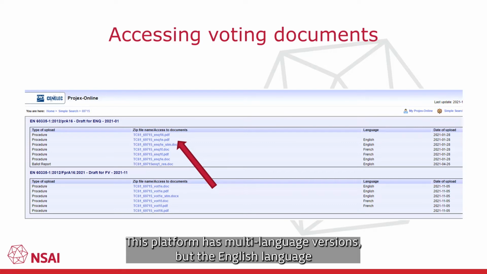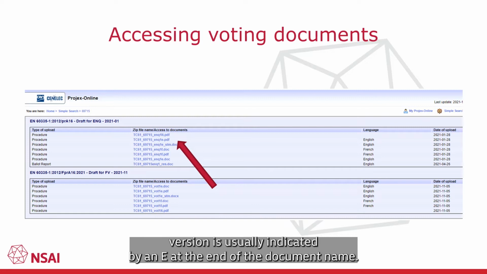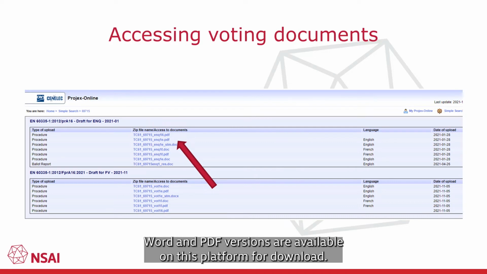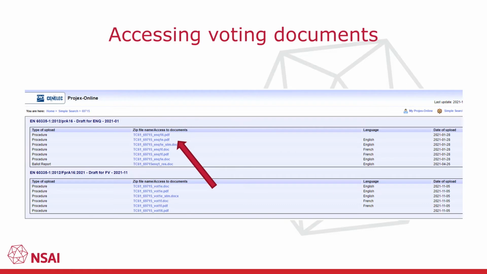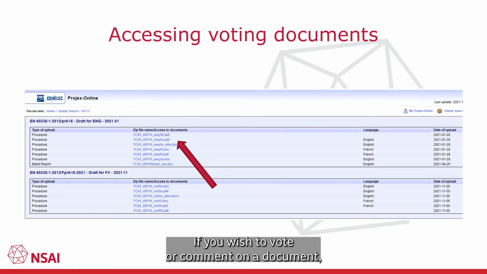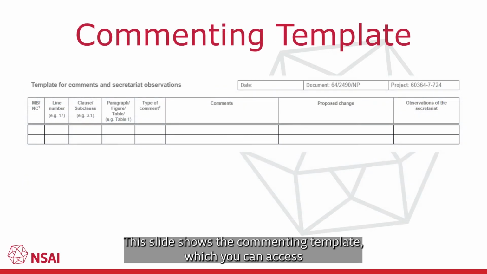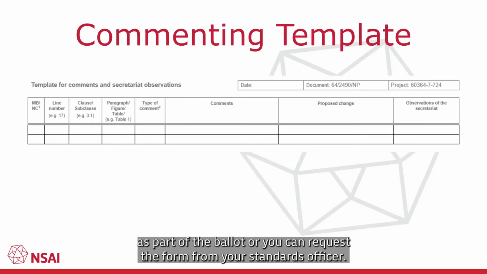This platform has multi-language versions, but the English language version is usually indicated by an E at the end of the document name, for example, ENQ1E. Word and PDF versions are available on this platform for download. If you wish to vote or comment on a document, then you need to complete the commenting template. Next slide. This slide shows the commenting template, which you can access as part of the ballot, or you can request the form from your standards officer.